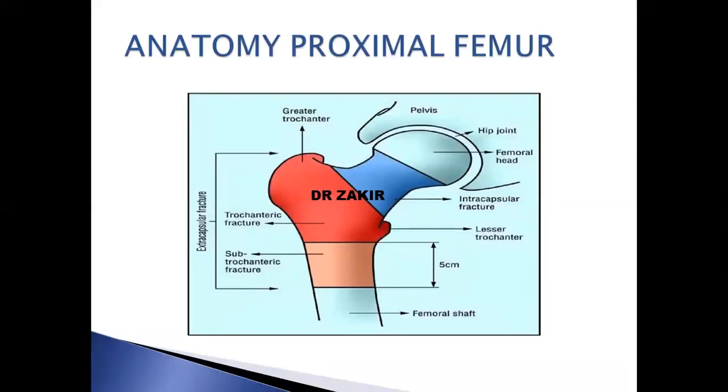First we start with the anatomy of the proximal femur. Here we can see the acetabulum, head of femur, neck of femur, trochanteric area, subtrochanteric area, and shaft of femur. There are two divisions of this proximal femur, intracapsular and extracapsular. Intracapsular includes head and neck, and extracapsular includes trochanteric and subtrochanteric area.